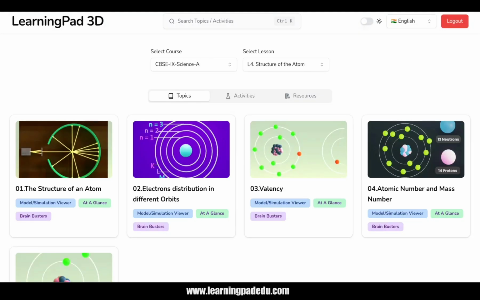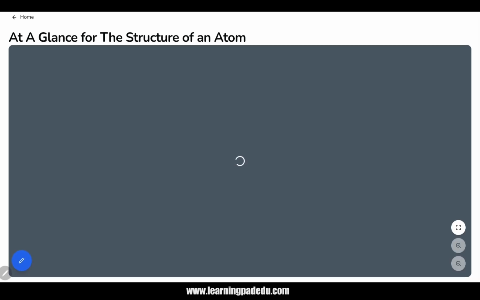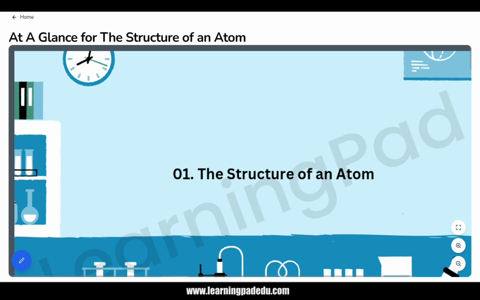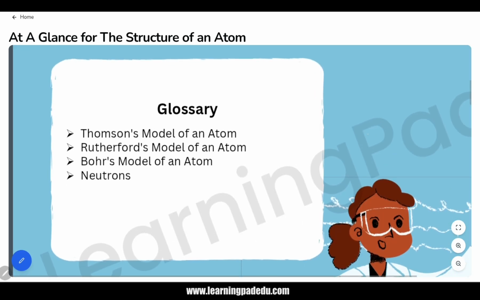We are going to study a chemistry chapter named structure of atom. The first topic in structure of atom, let us have a glance. That is the summary of the topic. Now, in the at a glance, we will study the different topics which we are going to cover in this class today.